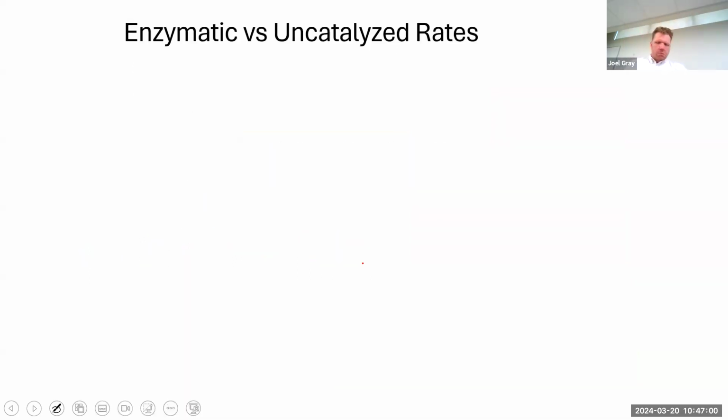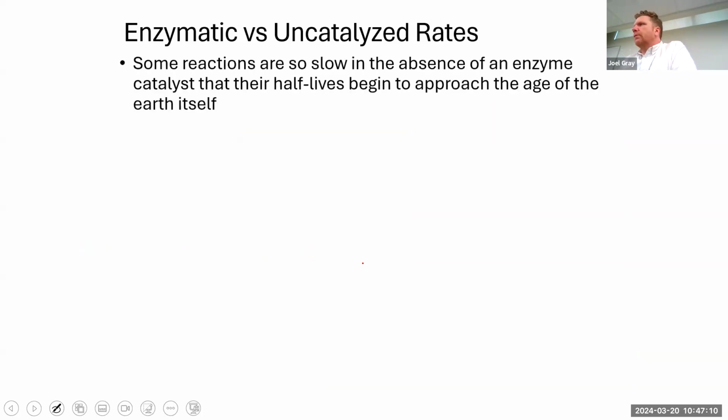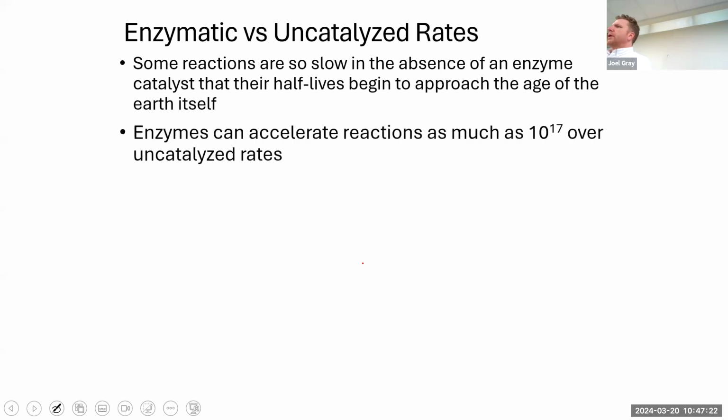Okay. Good. Enzymatic versus uncatalyzed reactions. I think that everyone's bought in. Enzyme catalyzed reactions are a little bit better. They are faster. We're good. Some reactions are so slow in the absence of an enzyme catalyst that their half-life begins to approach the age of the Earth itself. So without an enzyme, that thing's just going to effectively disappear. Enzymes can accelerate reactions as much as 10 to the 17th over uncatalyzed rates.